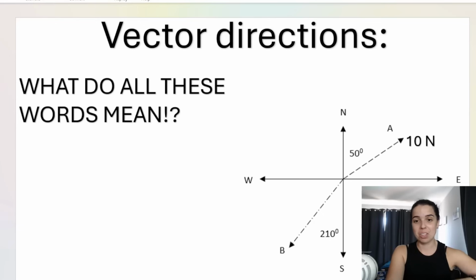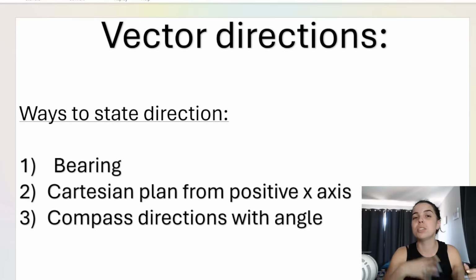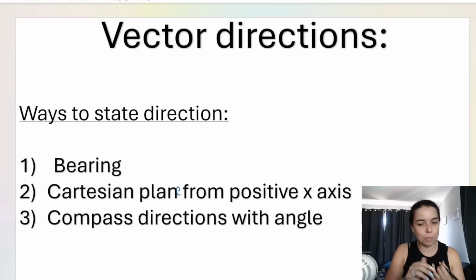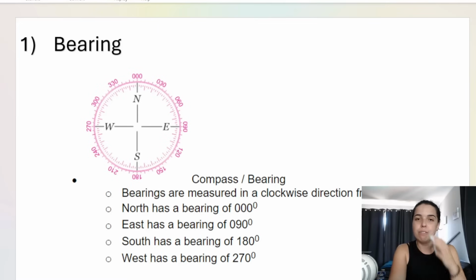Let's have a look. So the three methods that you need to know in order to state vector directions are bearing. It's a very easy one. We don't often ask this one in the exams, but it's good to know. Those of you that do geography, you may know bearing. Number two is the Cartesian plane from the positive x-axis. And number three is the compass direction with the angle. So let's take a look at bearing first.